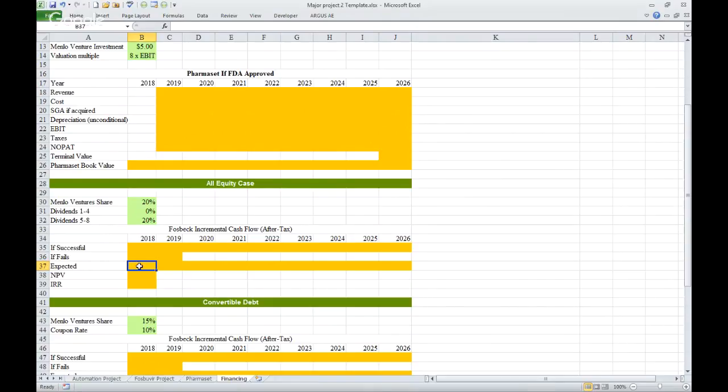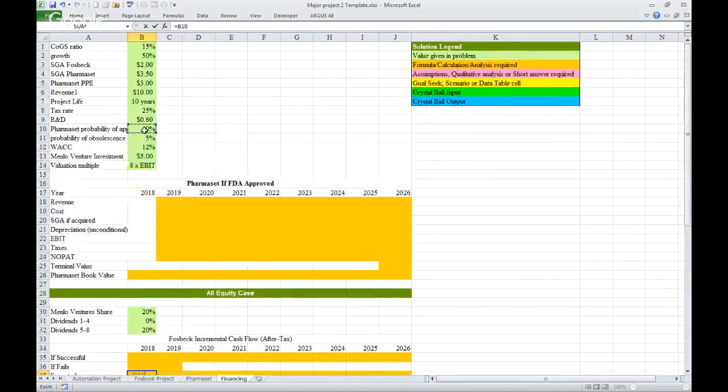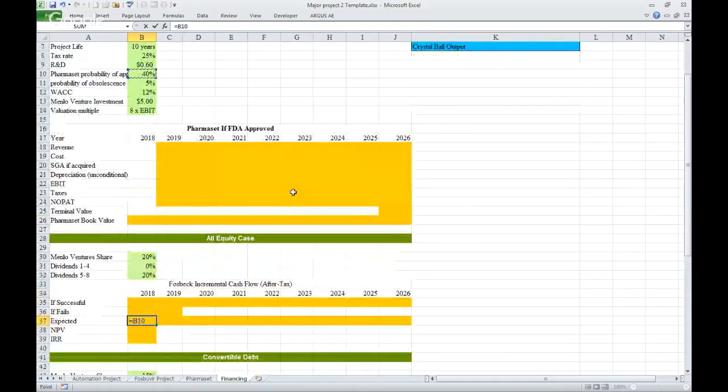And expected cash flow will be probability of approval, 40%, and let's not forget to log it, times cash flow here, plus 1 minus probability of approval, and again, don't forget to log it, times what happens if it fails. And that's how my expected cash flow will look like.